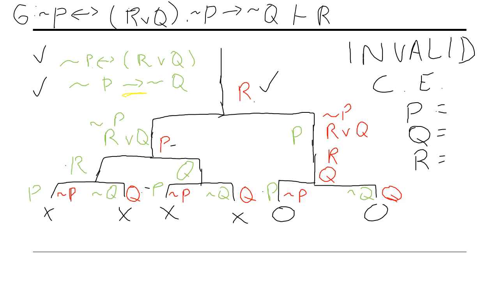So I'm just going to pick this one. So I got a P on the left. So that's true. I got a Q on the right. That's false. I've got an R on the right. That's false. So it's invalid, and my counterexample is where P is true, Q is false, and R is false. So that is that problem.